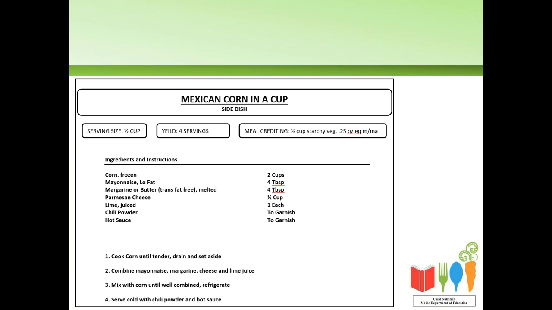One thing to note is that we have left this recipe at 4 servings. The next step that you would want to take in your program is to convert it to the amount of servings that you need for your kitchen.